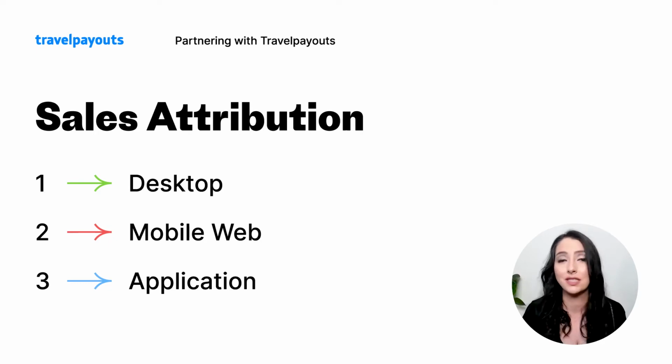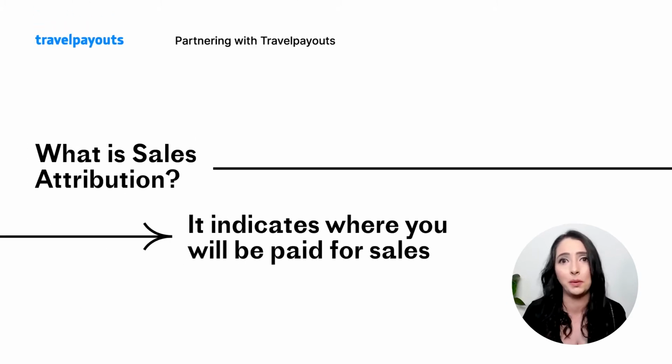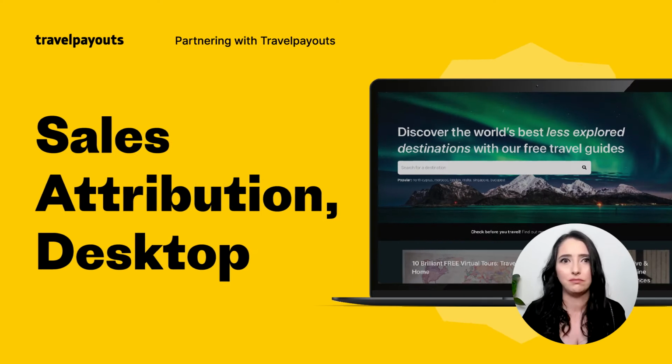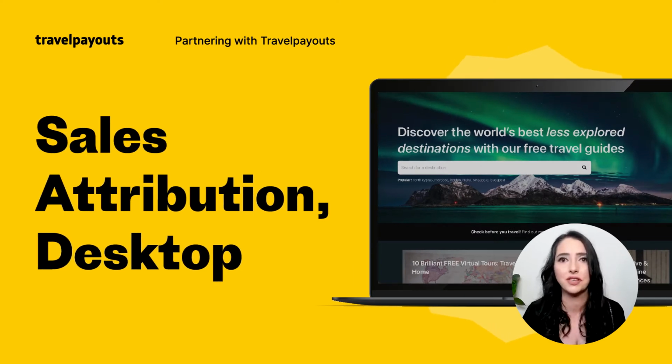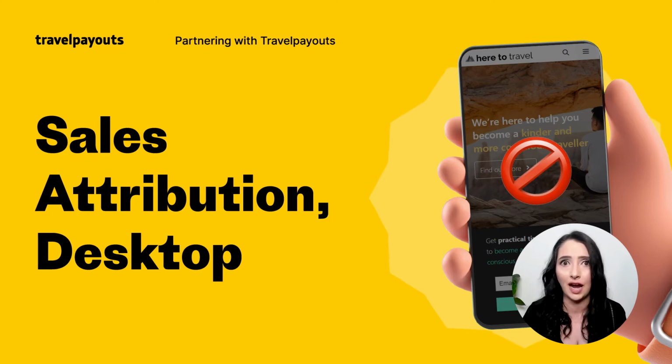Our brands may have a desktop or mobile version of a website or an application. Sales attribution indicates where you will be paid for sales. For example, if a brand has desktop under sales attribution, that means only users using the desktop version of the website will count. Users who go to the mobile site or download their app will not.